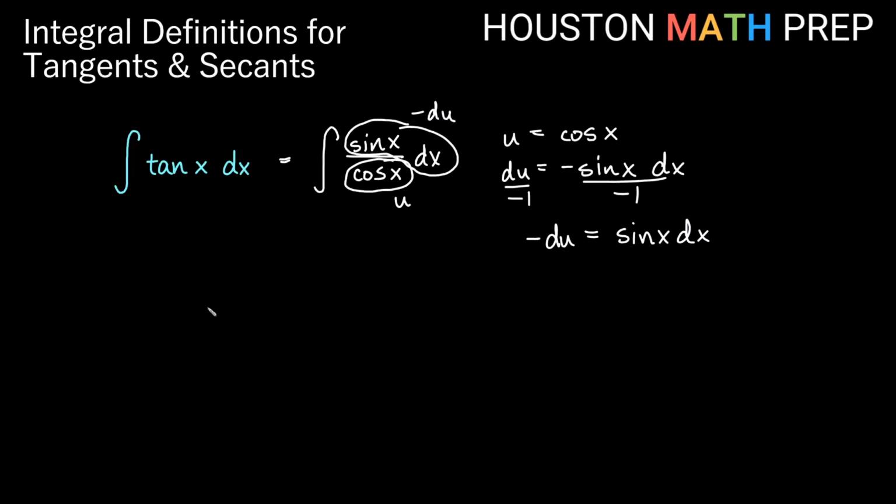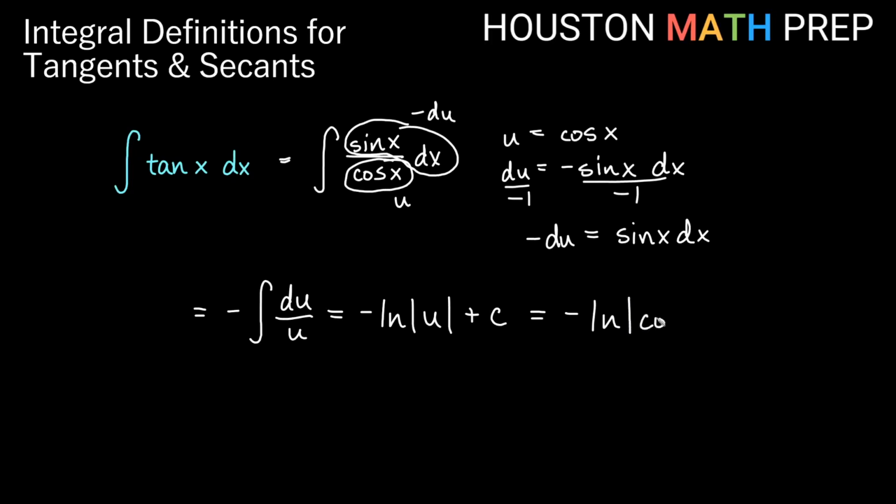I'll go ahead and bump the negative out front of the integral. That's like -1, right? So constant multiple comes out front. We get negative integral du over u. We know this is a log rule, right? So we get negative ln of the absolute value of u plus c. And now we replace our u in terms of x, so we actually get negative ln of the absolute value of cosine x plus c. So that's our formula for the integral of tangent.